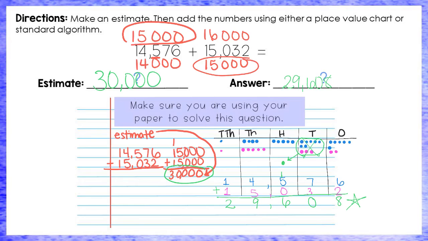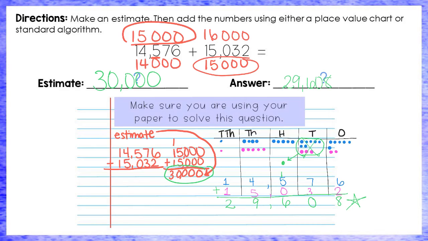So I know some of you don't enjoy doing your work on your paper, but it's incredibly important, especially when we have multi-digit numbers for addition, subtraction, multiplication, and division. I know that when we're comparing numbers, it's a little bit easier to do it in our head, but in order to make our estimate and our answer correctly, you need to do it on paper. If you choose not to do it in a place value chart, that's fine, but you do need to do this standard algorithm on your paper.